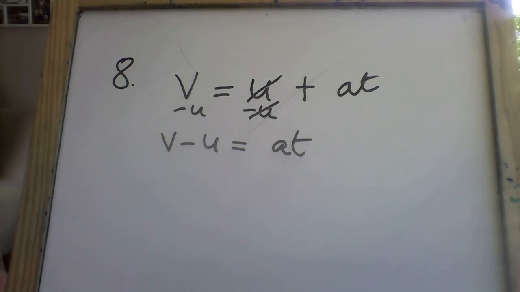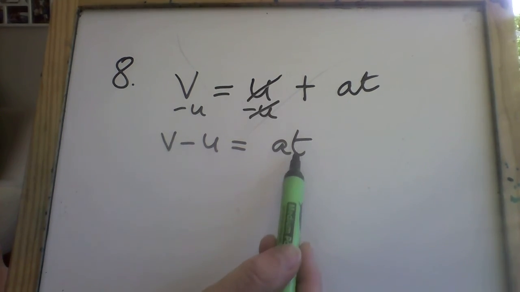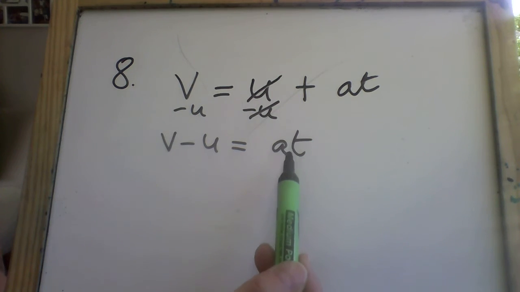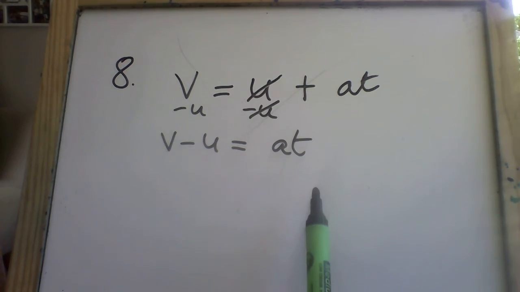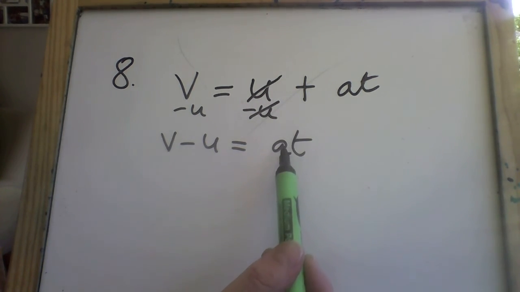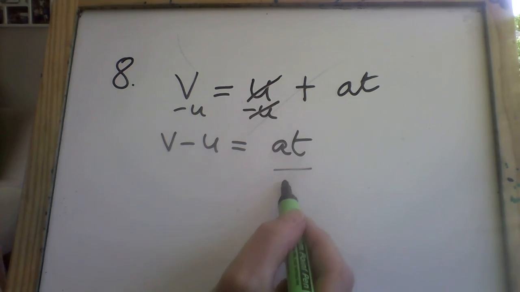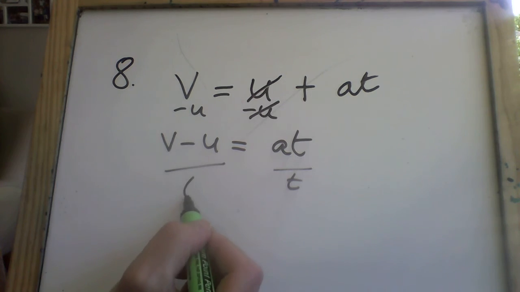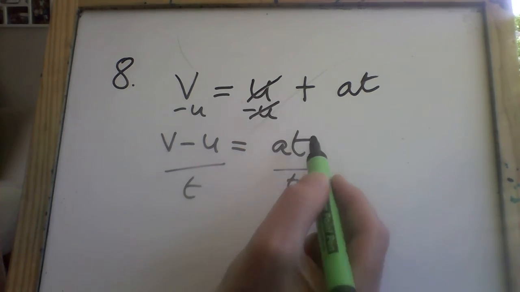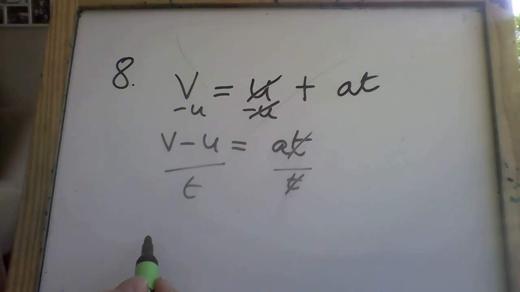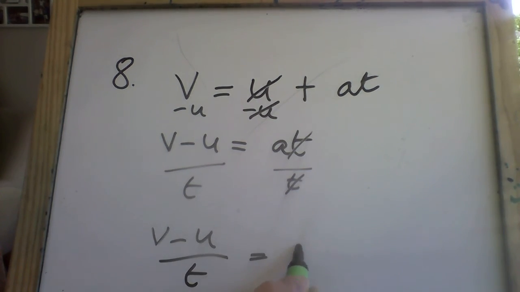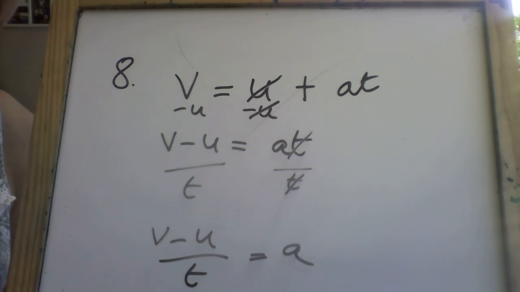If we want to get A by itself, it's being multiplied by the T, so in this question we need to do the opposite again. So the opposite of multiplied by T is divided by T. We do that both sides. So that cancels that out. You end up with V minus U over T equals A. Okay, and that's how you make A the subject of that formula.